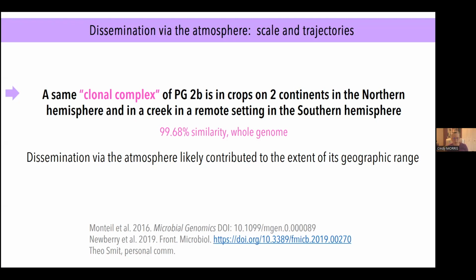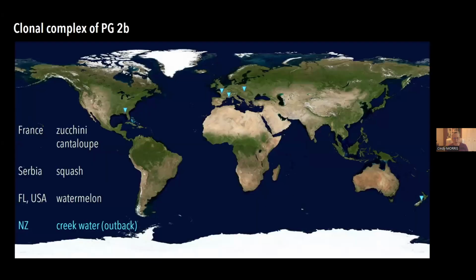And so if you want to see a picture of that, these are the different places where this clonal complex was found at different dates in France on zucchini and cantaloupe, in Serbia, in Florida, and in New Zealand in the outback. And that was collected by Joel Van Est. And I mean, it just tells you about how much dissemination can happen with this organism.